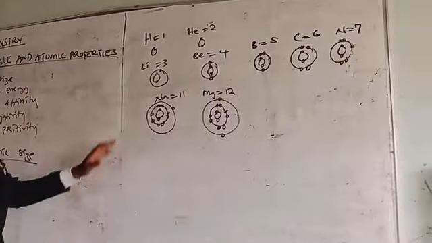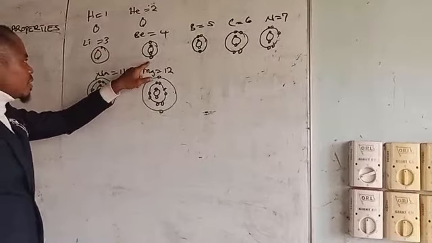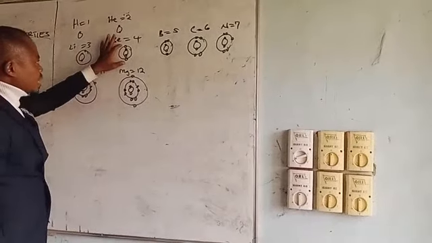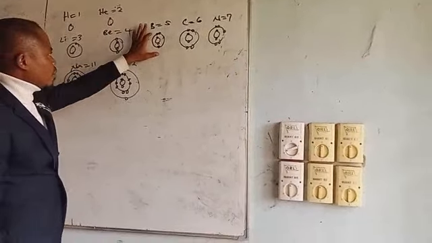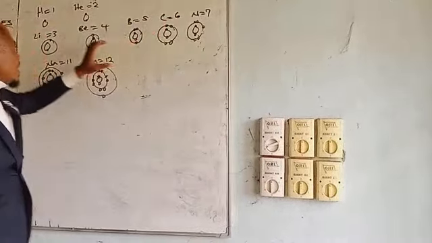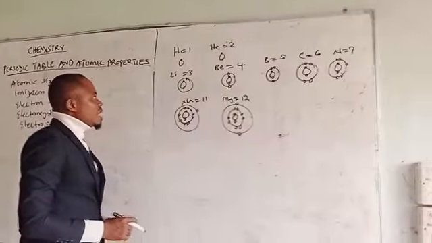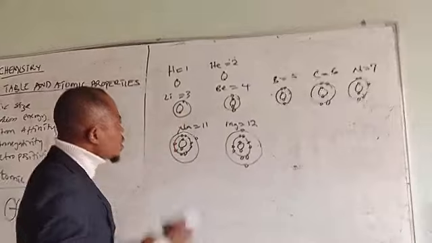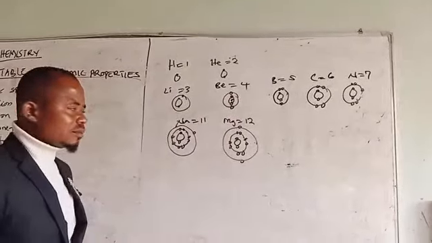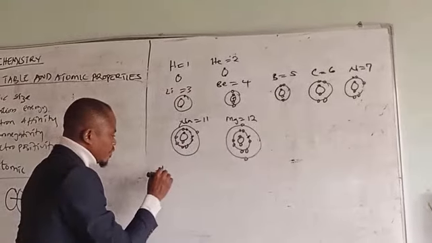So you see, as you move across the period from left to right, the number of electrons is increasing by 1. Here we have 1 electron in the outermost shell, 2 electrons, 3, 4, 5. So the electron is increasing by 1 as you move from left to right. As the electrons increase, also know that the number of protons are increasing. So the number of protons determines what we call the nuclear force.